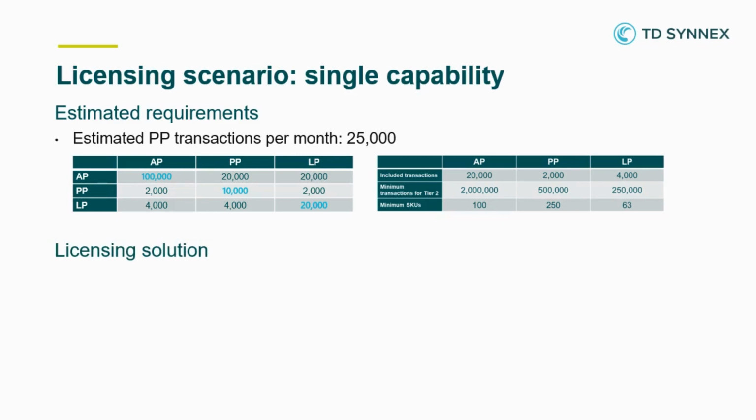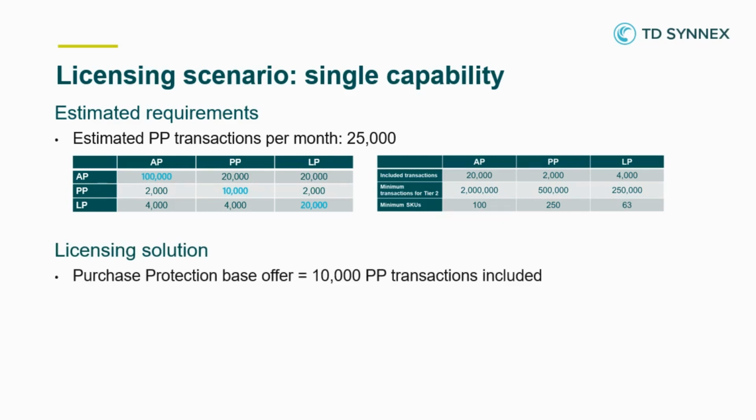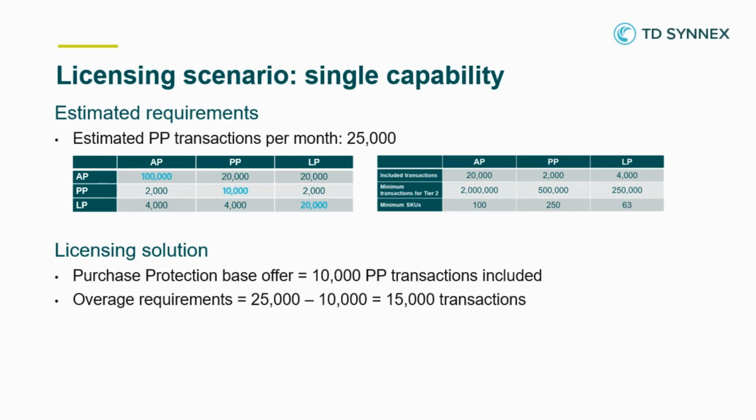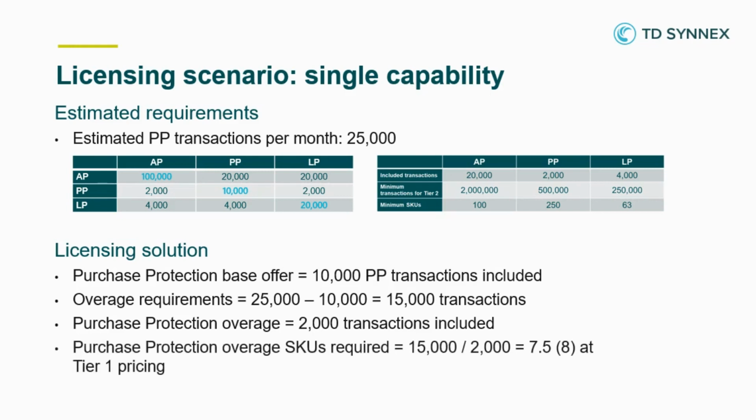Well, the purchase protection base offer includes 10,000 purchase protection transactions. So to calculate the overage requirements, we take the total number required, 25,000, and deduct the number of transactions included in the base offer, 10,000, which gives us a total of 15,000 transactions required to be paid for via overage SKUs. There are 2,000 purchase protection transactions included in each overage SKU, which means that we'll take the requirement of 15,000, divide it by 2,000 to find the number of overage SKUs.